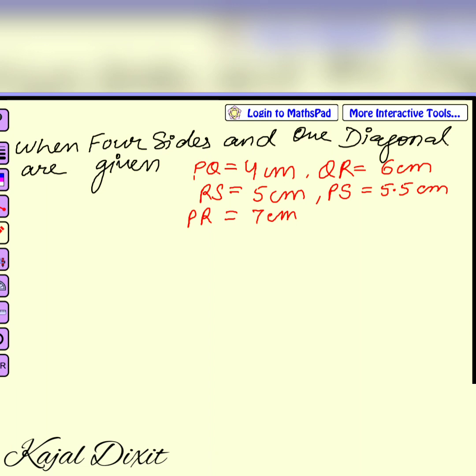Before starting the construction, we should be well aware of the rough diagram of this quadrilateral. It may or may not be the exact one, but just for getting a rough idea, we should first start with a rough figure of quadrilateral PQRS. So I am trying to draw a rough figure of quadrilateral PQRS. Let me name it P, Q, R and S, and let me join the diagonal P to R.